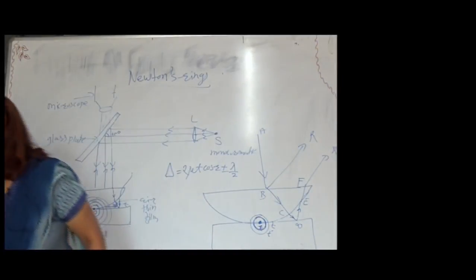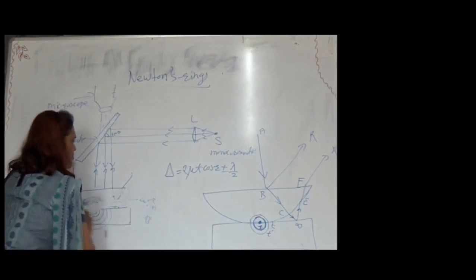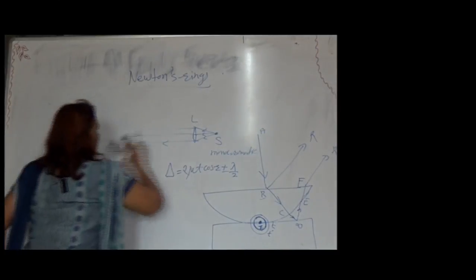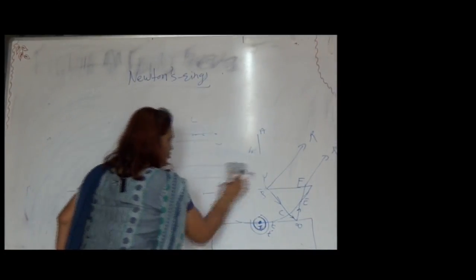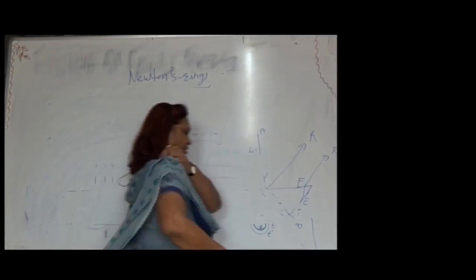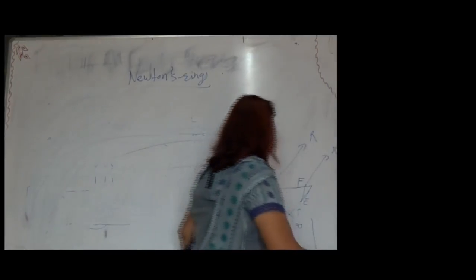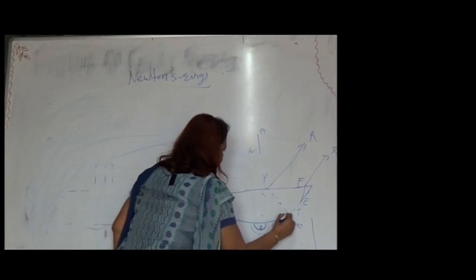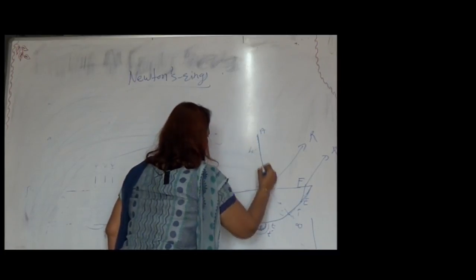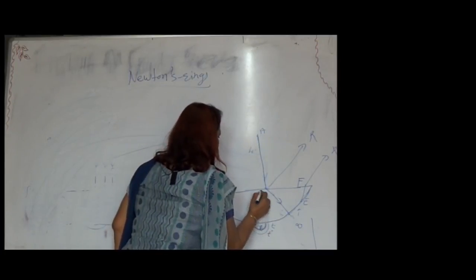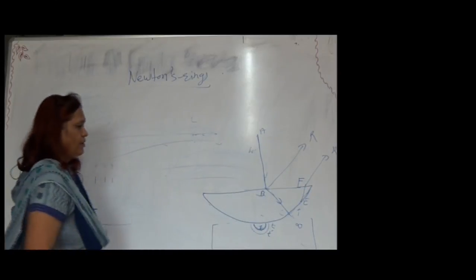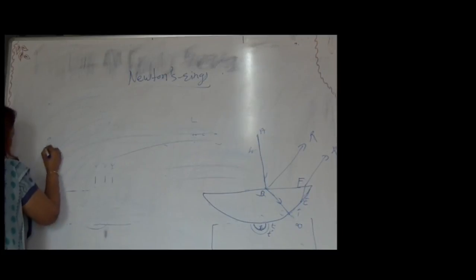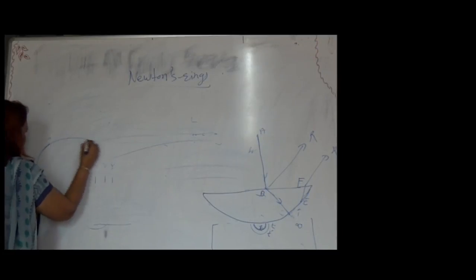Then the conditions for Newton's rings due to reflected light. Now, here we will calculate the path difference and the radius of a Newton's ring.